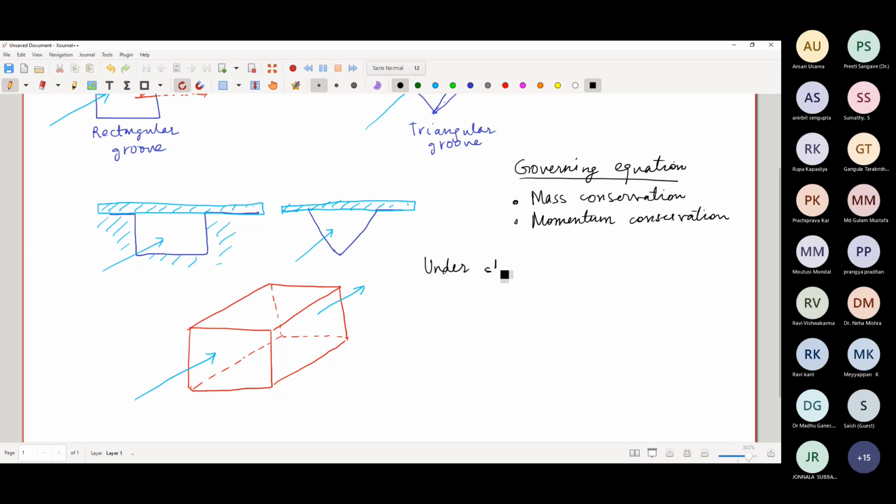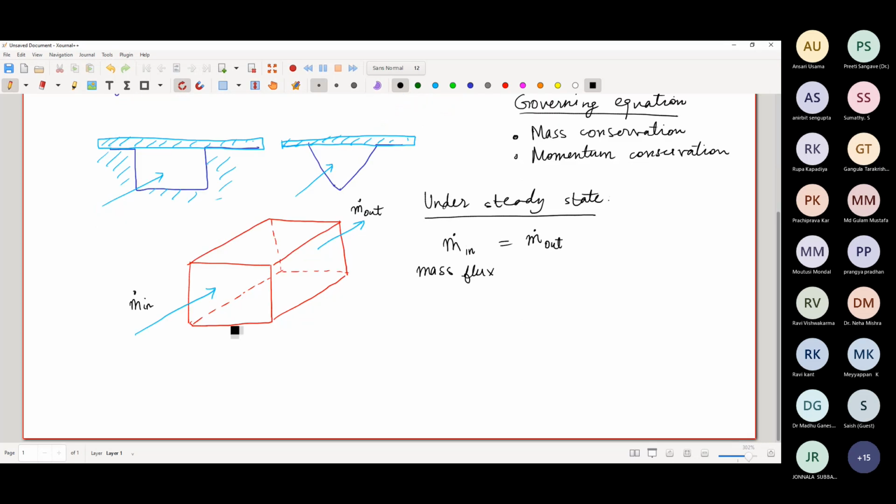under steady state, whatever mass is coming in, I will tell what this m dot is going to be equal to the mass going out of the system. So m dot is the mass flux. And what do we mean by flux? It is the amount of mass that is crossing a certain boundary. So let us quickly look at what this flux is.